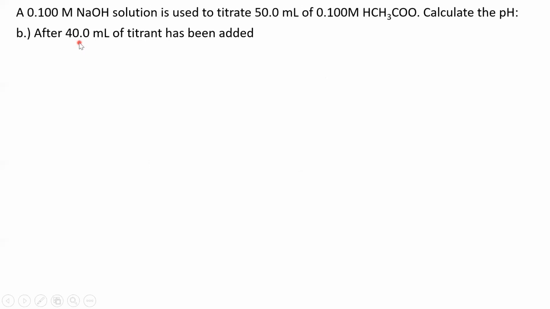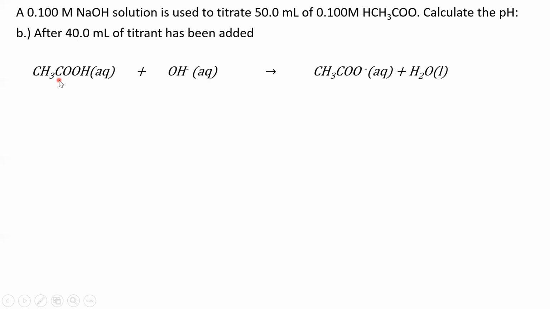We're going to look after we add 40 milliliters of sodium hydroxide. Okay, well, here's our reaction. The sodium hydroxide is going to react with the acetic acid. Okay, remember that acids give up their hydrogen ion to bases. So we're going to produce acetate ions and water. Strong bases react to completion, so we have the arrow in one direction. So we have to figure out what our limiting reactant is.